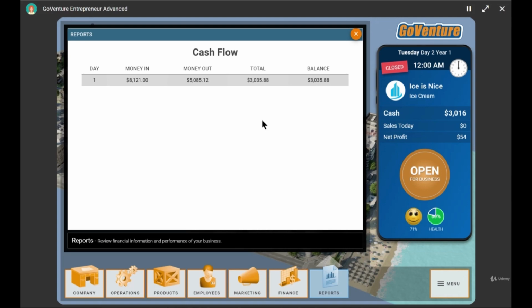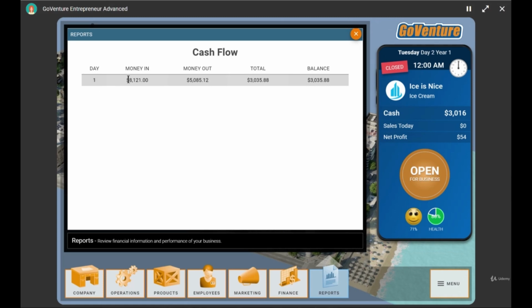What this report does is it simply shows us if we're ending the day with more or less cash than we had at the beginning of the day, and what our overall cash is. So what you can see here is money in minus money out gives us the total difference for the day, and then the running balance of cash for the day. Now we've only run this business for one day, so we just have one day's worth of data.